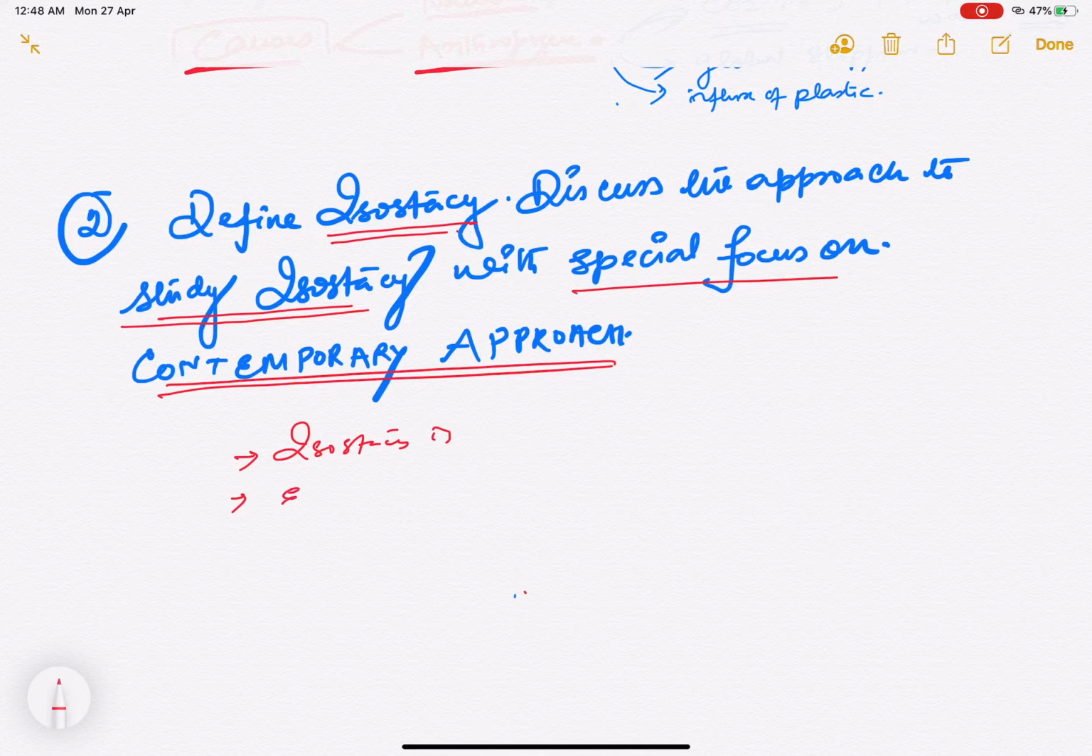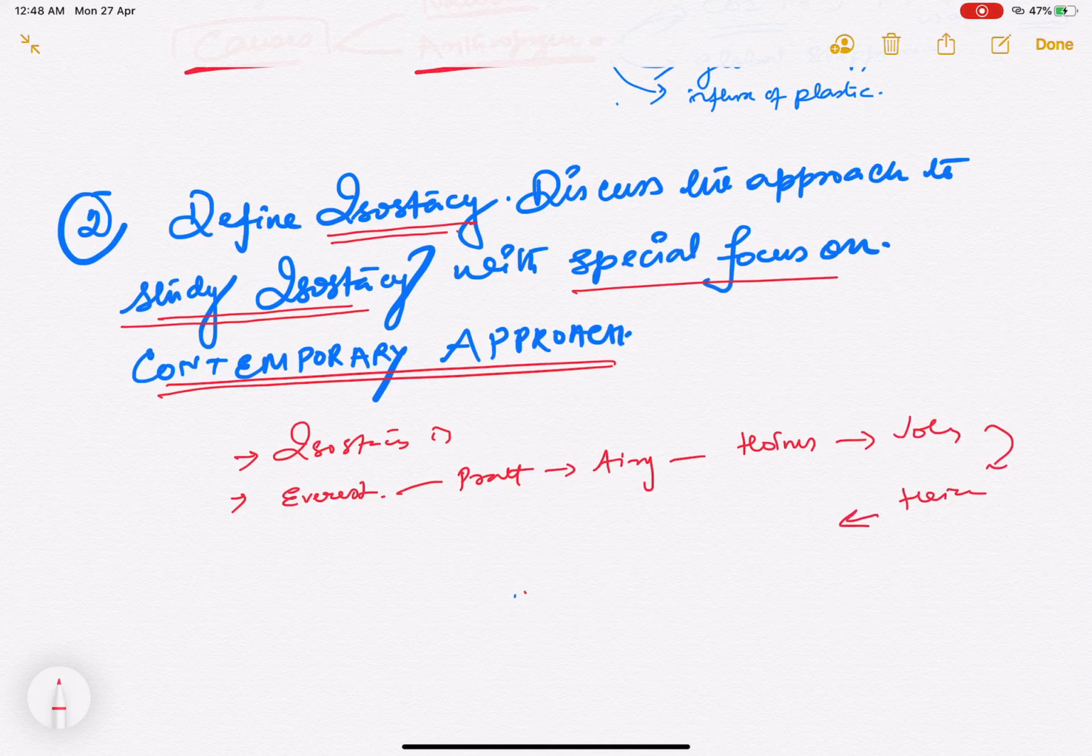Second, you need to come systematically. First, you need to describe how Sir Everest's research was basically responsible. Next, this was followed by Pratt, then Airy. Then we had the Holmes brothers. Holmes was followed by Jolly. Jolly was followed by Heiskanen, and Heiskanen was followed by the recent one, that is global isostatic adjustment. Now I'll shift to my notes so that it can be more clear.